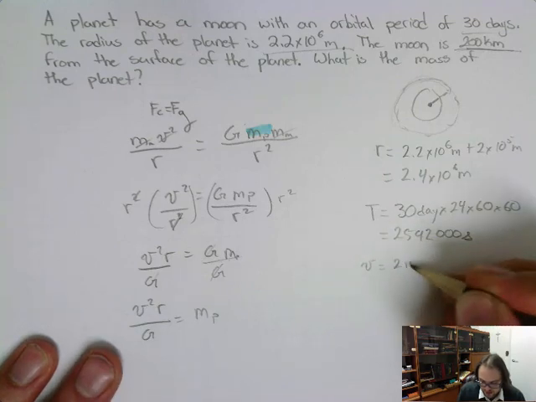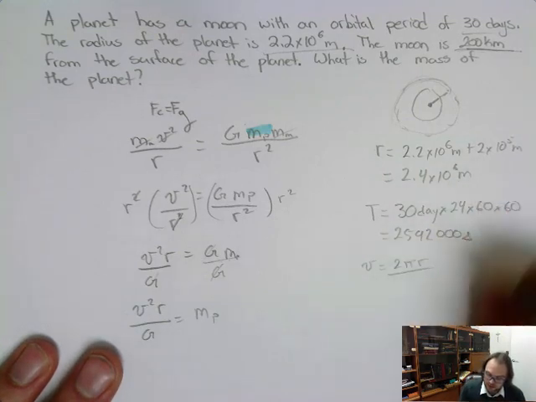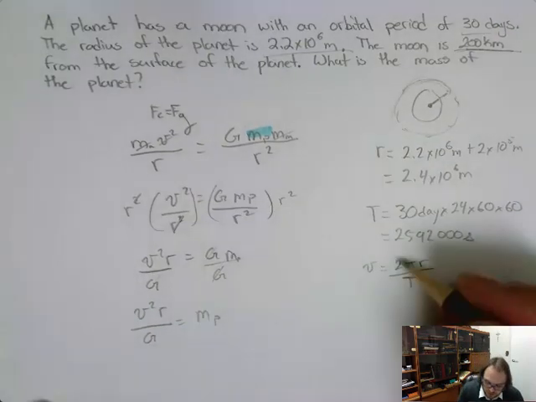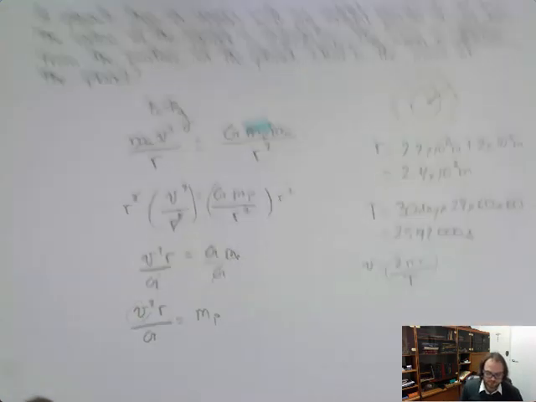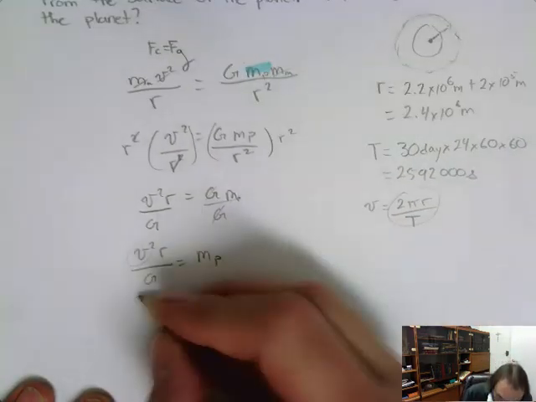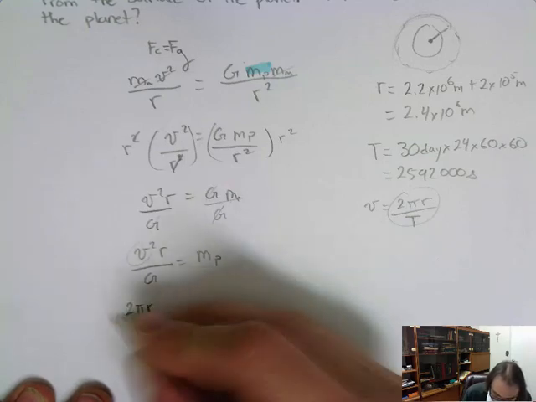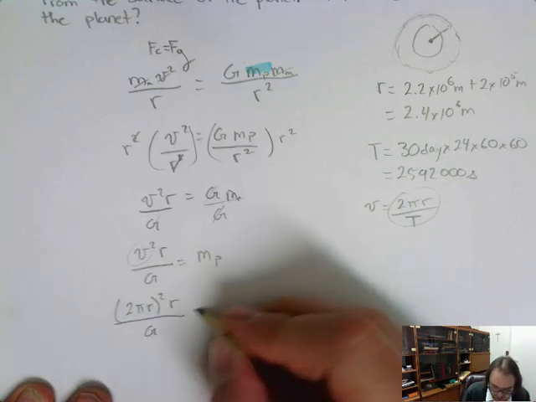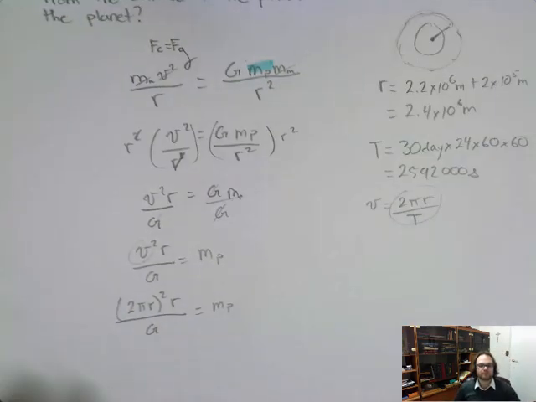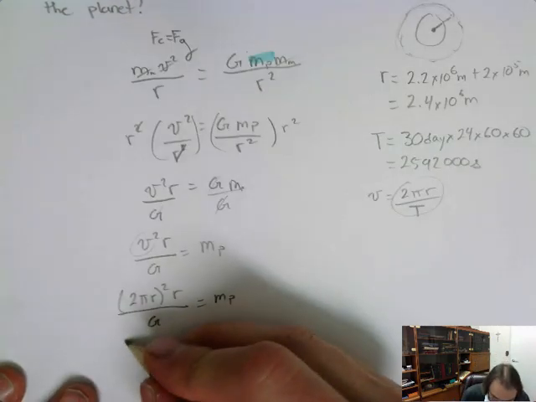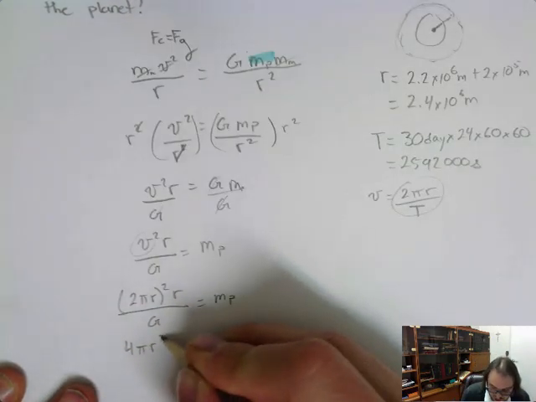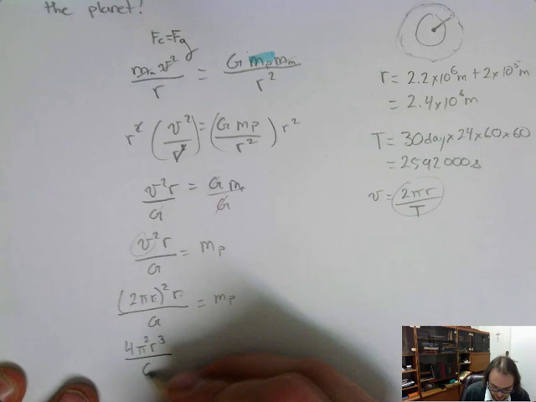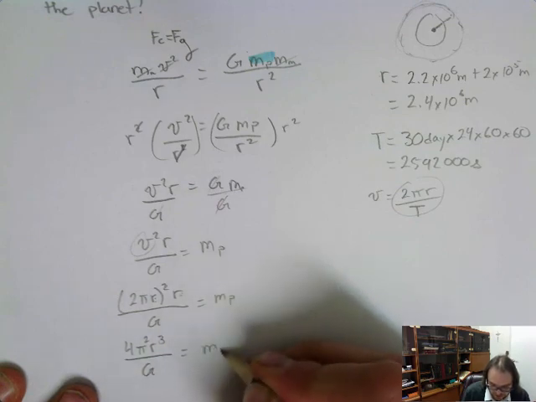Okay? Now that we have those, I know my velocity is equal to my circumference, which is 2 pi r, divided by my period, or the time it takes to go around the circumference. Now we could plug all of this into my velocity there. So I'm going to get 2 pi r squared times r divided by my gravitational constant is equal to the mass of the planet. Well, that gives me 4 pi squared r cubed, because we have r squared, pi squared, and 1, 2, 3 r's, all divided by my gravitational constant is equal to my mass of the planet.